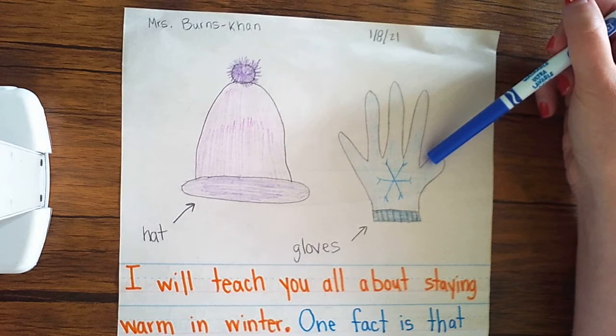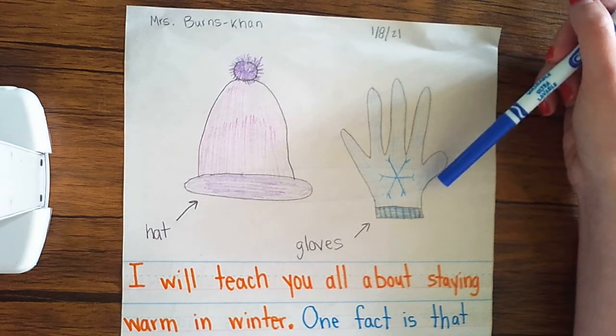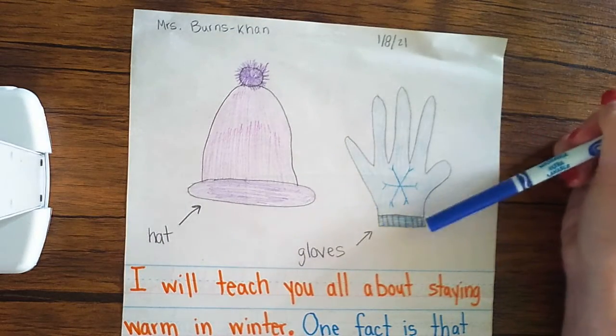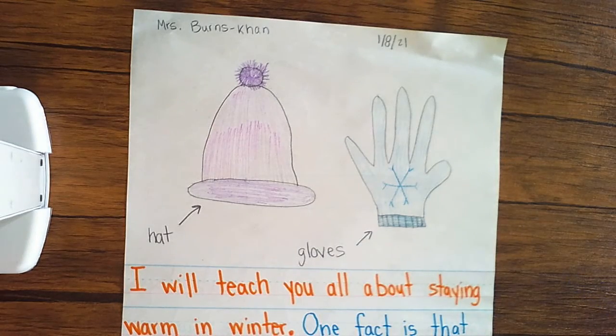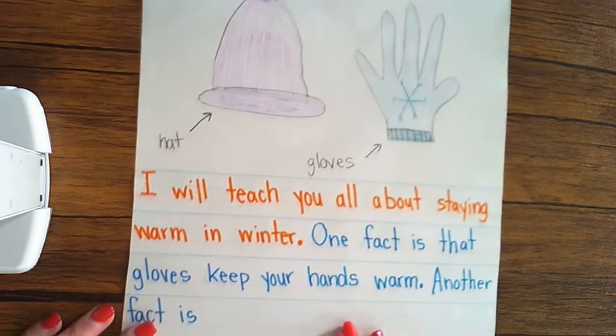We also then have gloves. You'll notice that we know these are fluffy, warm winter gloves because I added a snowflake and the little ridges on the bottom. Both of these help to keep you warm during the winter. So I want to teach my reader that, not only through my teaching picture, but with my paragraph.